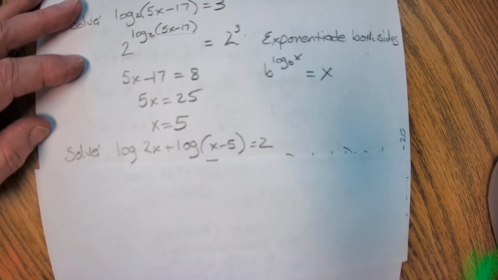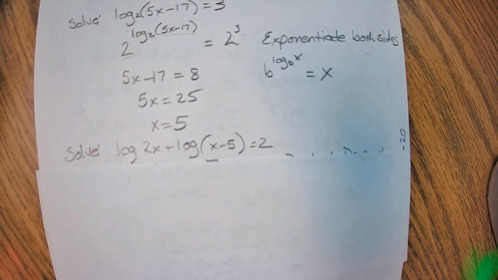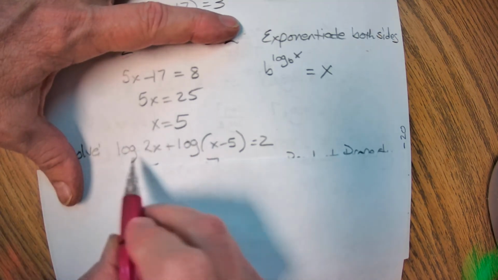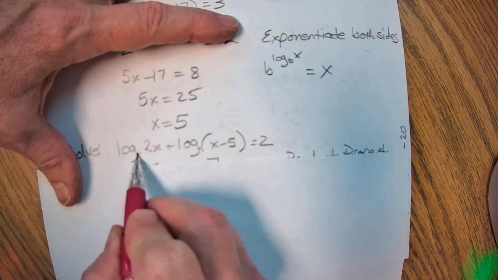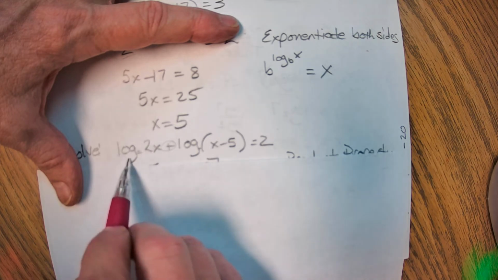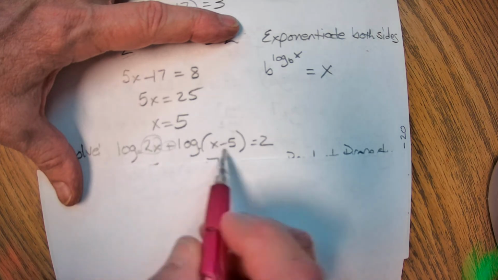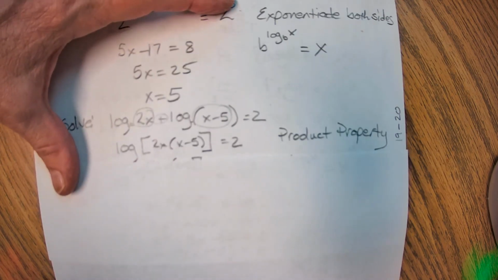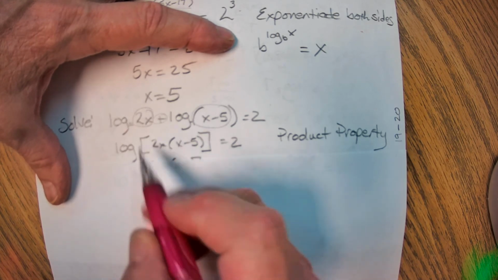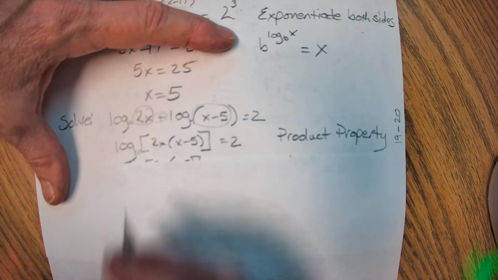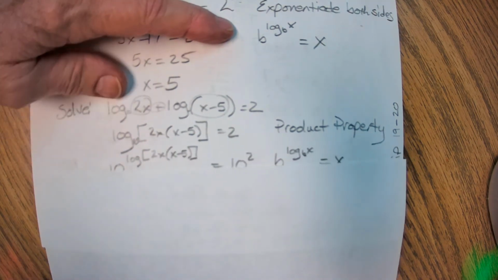Okay, solve this one. Log, the common log of 2x plus the common log of x minus 5 equals 2. So remember, when I have the same logs with the same base, 10, there's really a 10 there, and this is adding, it's the same thing as log base 10 of this times this. So I'm going to go ahead and write that. And remember, the common log is really log base 10, right?